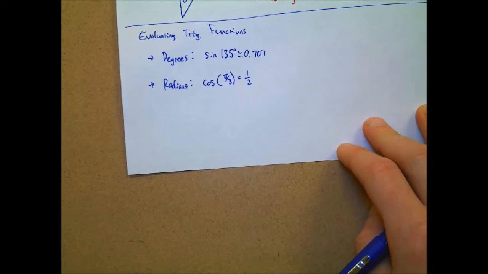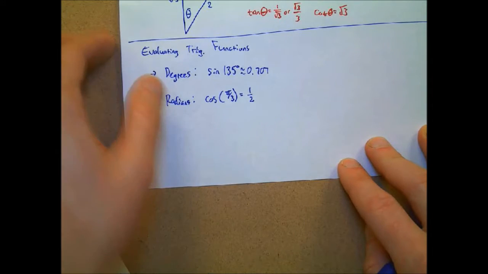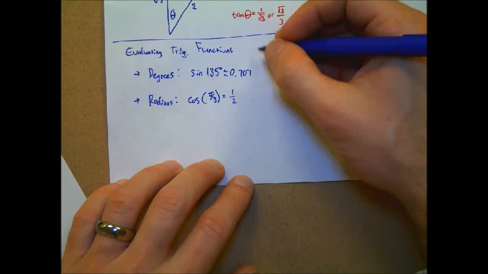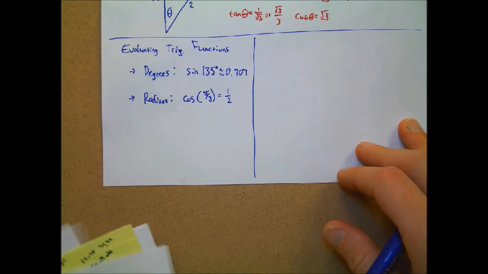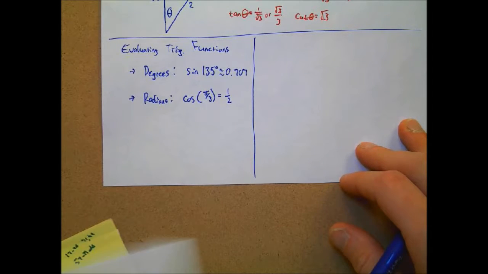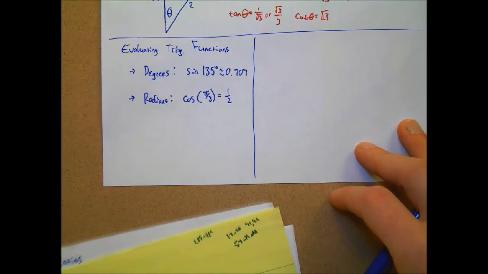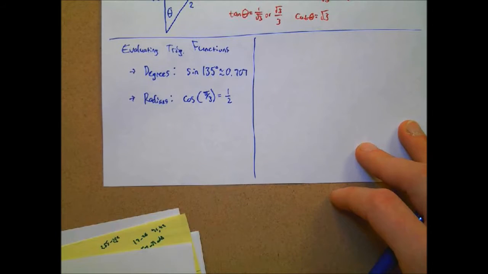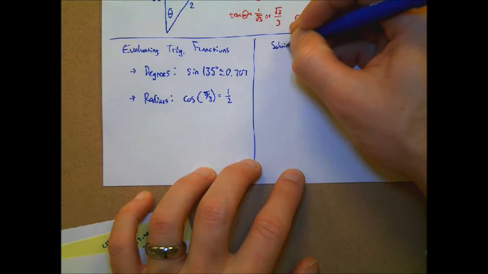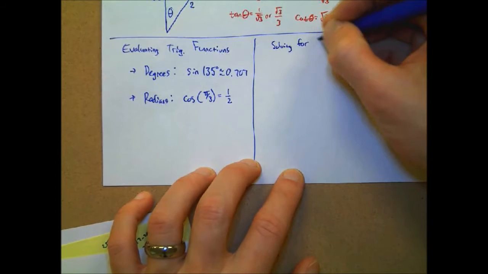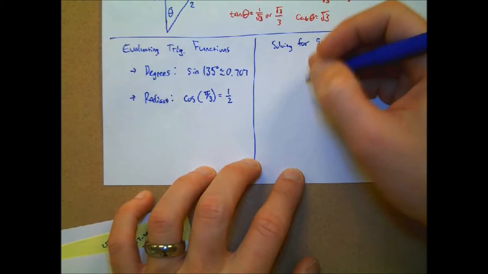And so the last thing I want to do today, or more like review, I should say, is we're going to look at solving for missing sides of a right triangle. That's how we can use these trig ratios. So let me squeeze that in over here. This is one kind of application of what we're doing here.